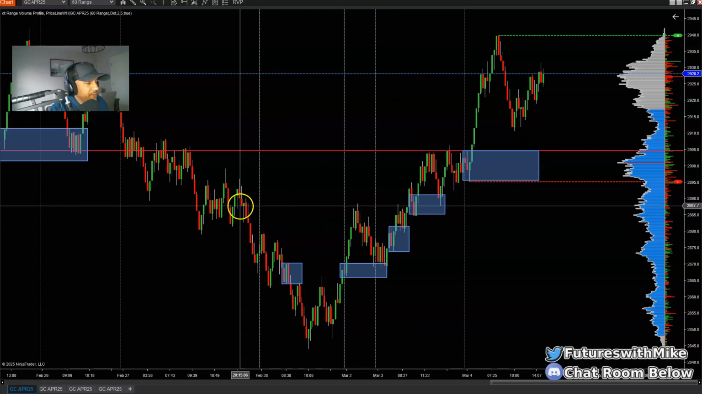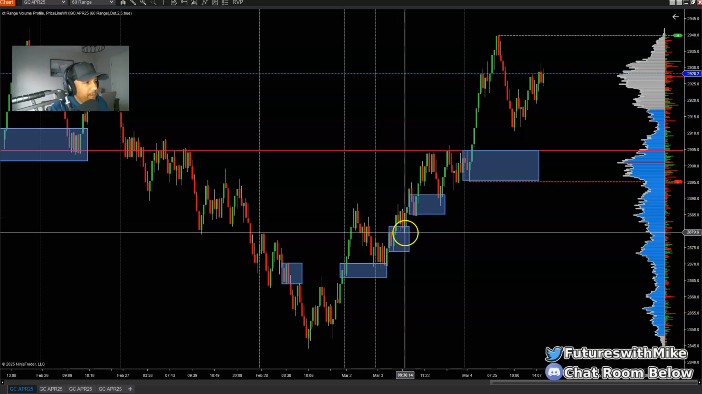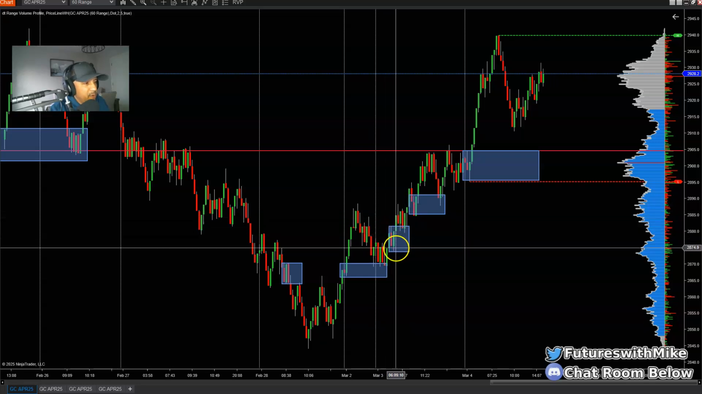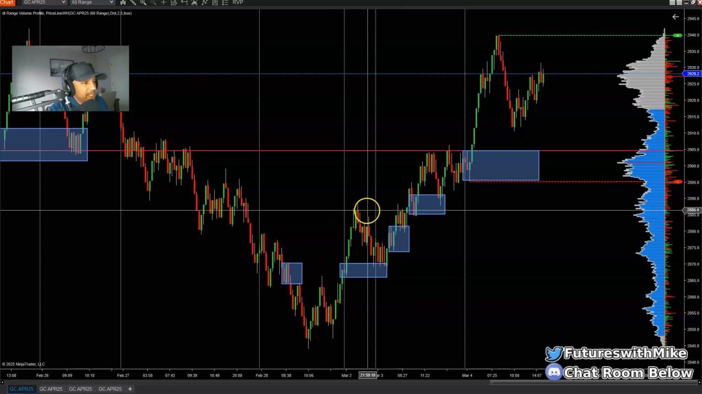I saw it making these areas of liquidity. There was a high here, a high here. It pushed right up, made a run to the upside, pullback. A small little area of demand was created right here. And on this pullback right here, I saw these equal highs.